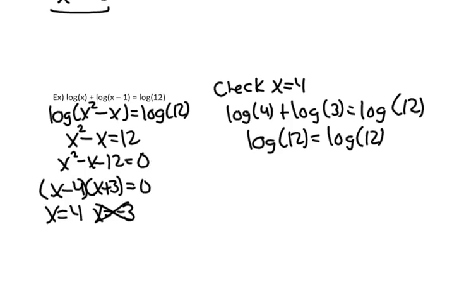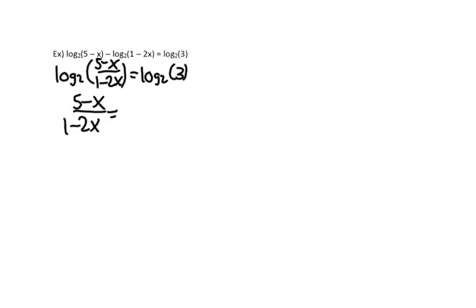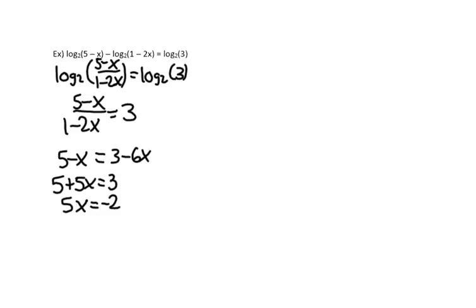Okay, one other example I want to take a look at then. Again, I can combine these two logs into one because the bases are the same and it's separated by subtraction, which means I can divide them. Because the bases are the same, I can set what's inside the logs equal to each other. Okay. So I can multiply both sides by 1 minus 2x. Again, don't forget to distribute. Okay. So I'm going to add the 6x, subtract the 5, and divide by 5.